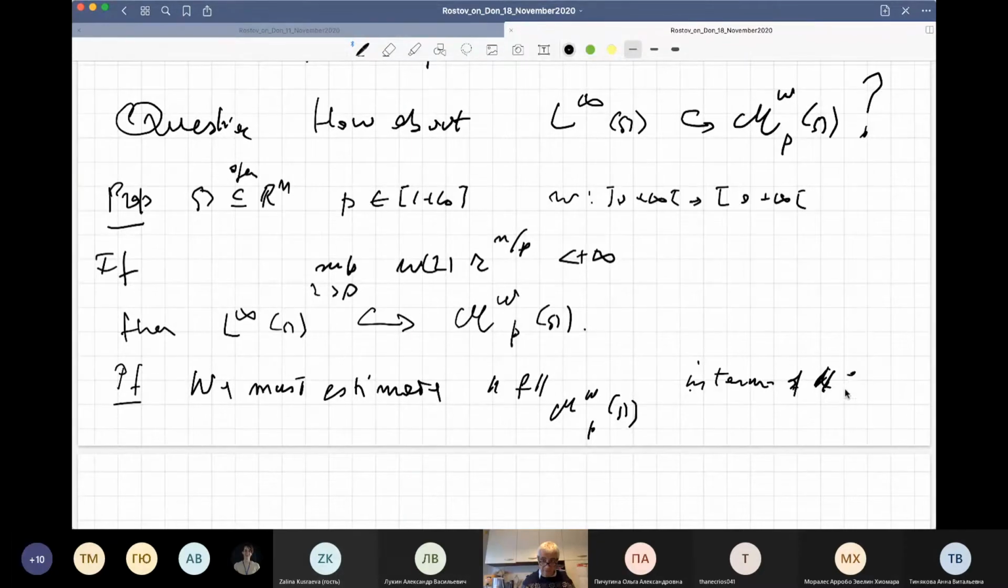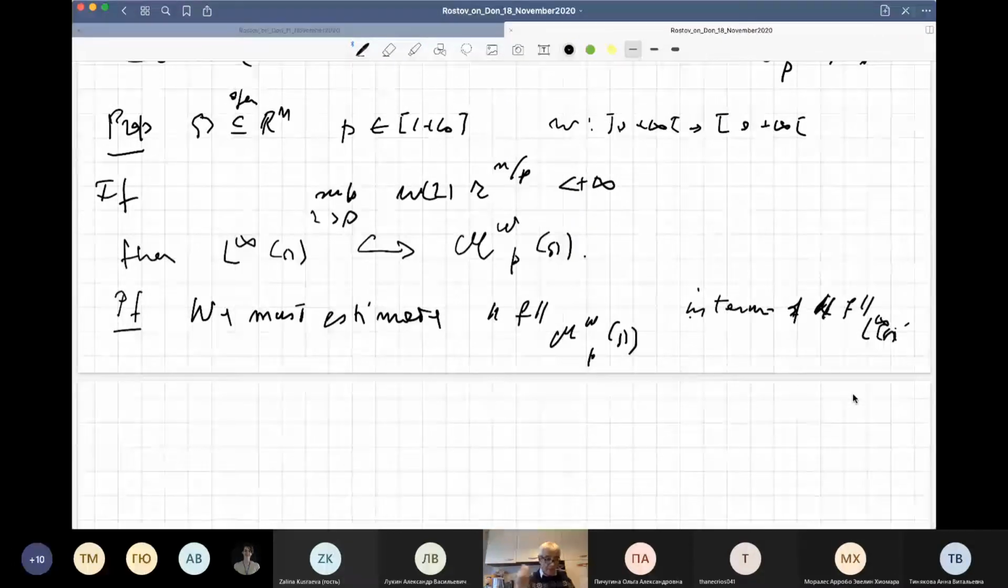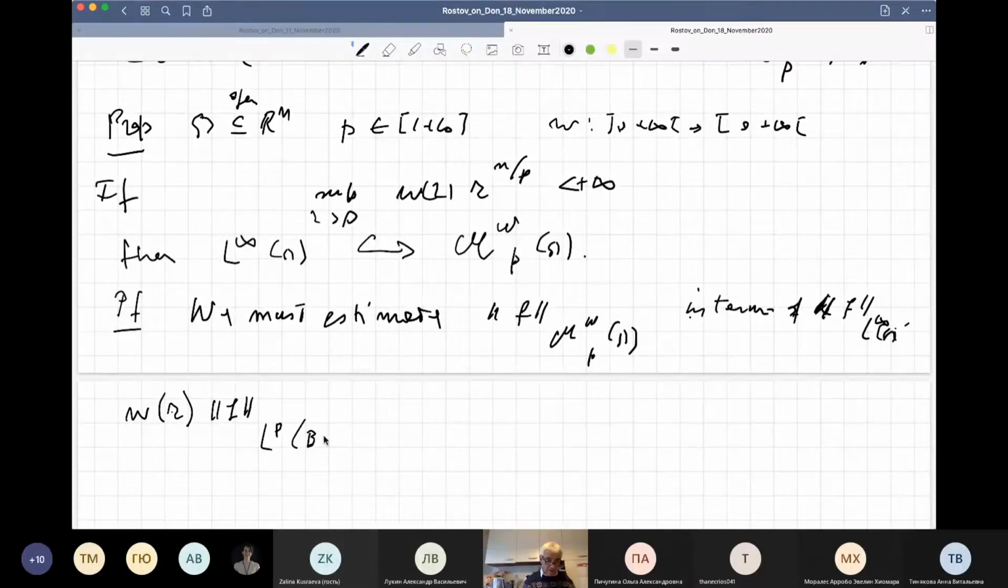Sorry. Right? This is what we have to do now. Remember the definition of Morrey norm, right? So we have to estimate WR times the F norm on LP of the ball XR intersection omega. This is what we have to estimate. And so let's write this.